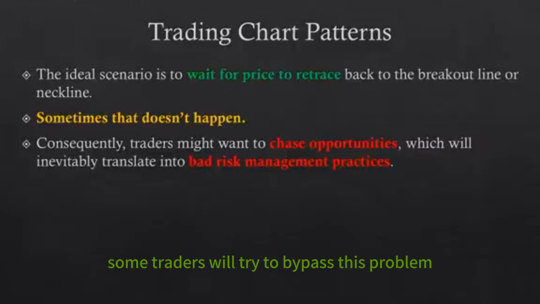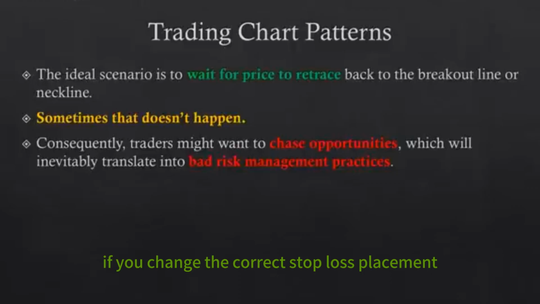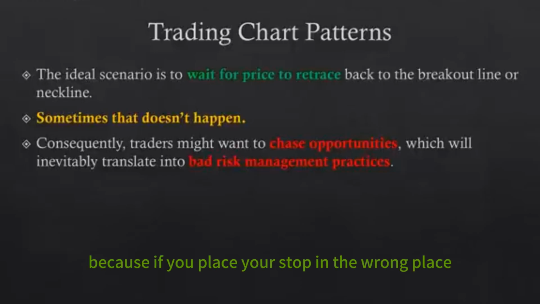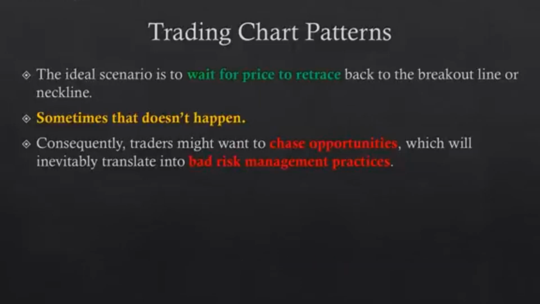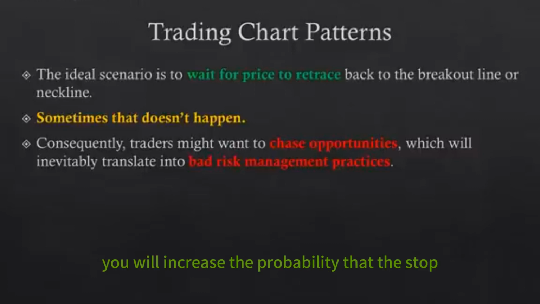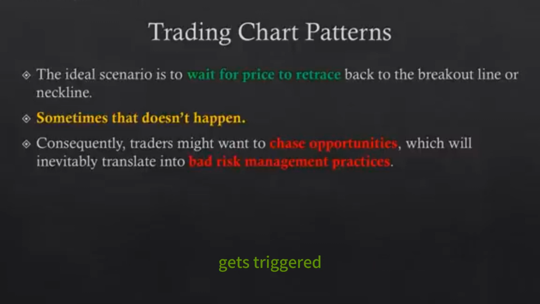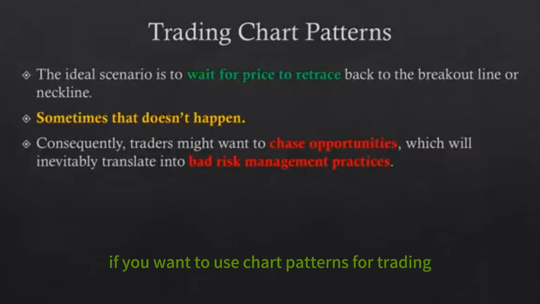Some traders will try to bypass this problem by altering the stop-loss placement, which is a dangerous idea. If you change the correct stop-loss placement because you want to decrease your risk, you will end up increasing your risk in the end, because if you place your stop in the wrong place, you will not have the extra protection of buyers and sellers in the proper zones. So you will decrease your stop size, but at the same time, you will increase the probability that the stop gets triggered.